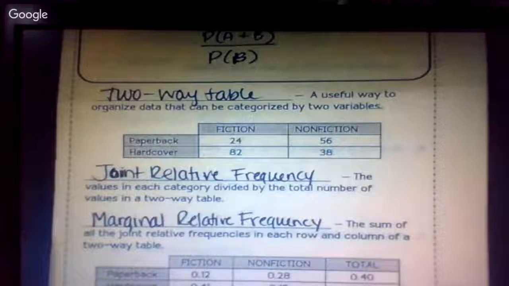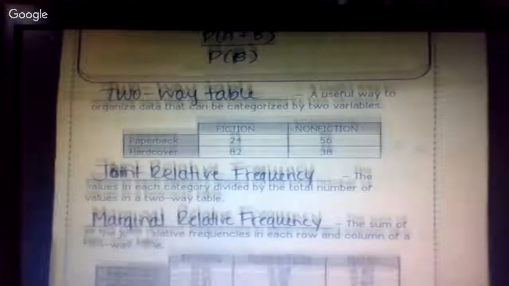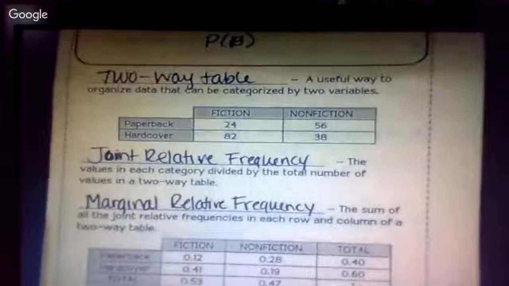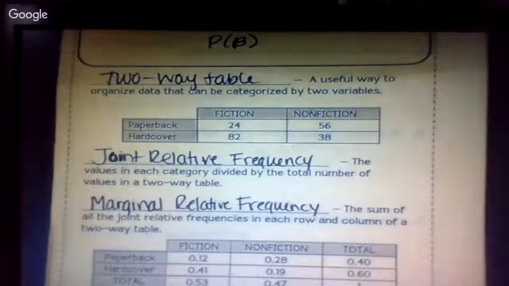Which is the sum of all of the joint relative frequencies in each column and row of a two-way table. We're going to talk about all of them. And again, the activity we're going to do tomorrow extends what you're learning today. And I hope more with the hands-on tomorrow that it might be a little bit easier to grasp if you are struggling. So if we open up to the first example on the inside.